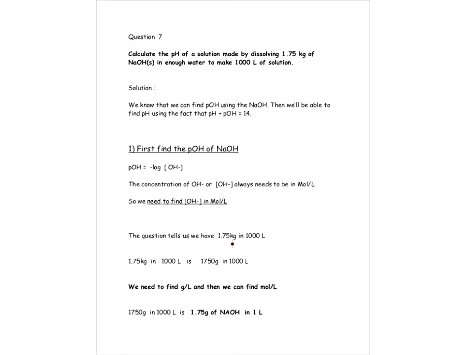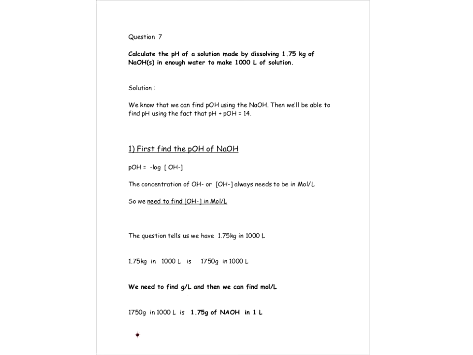And we know that when we've got mass, we can convert from mass to moles, right? So we've got to somehow do that. And so we've got 1.75 kilograms in 1,000 liters, and I said that's 1,750 grams in 1,000 liters, because we want to work with grams when we're working with the periodic table. And we need to find grams per liter because we're going to change those grams per liter into moles per liter. That's what we're trying to find, moles per liter of OH concentration.